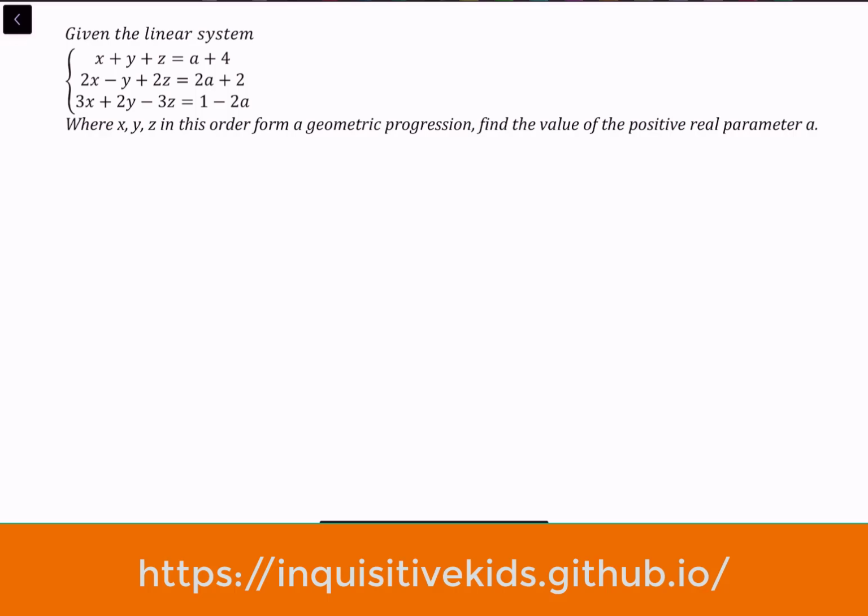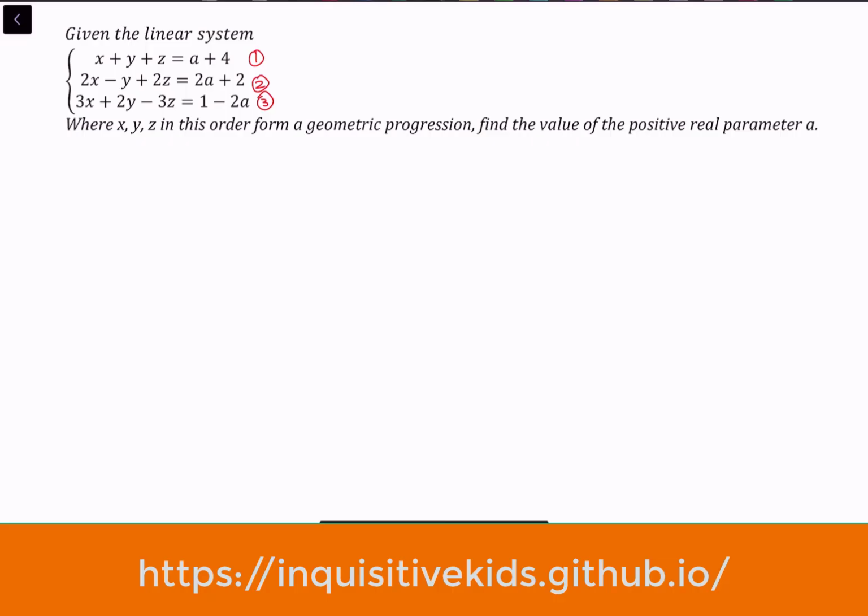Given the linear system of these three equations, where x, y, and z form a geometric progression in this order, find the value of the positive real parameter a. Since this is a system of equations, let's give all of our equations names. We have equations 1, 2, and 3.